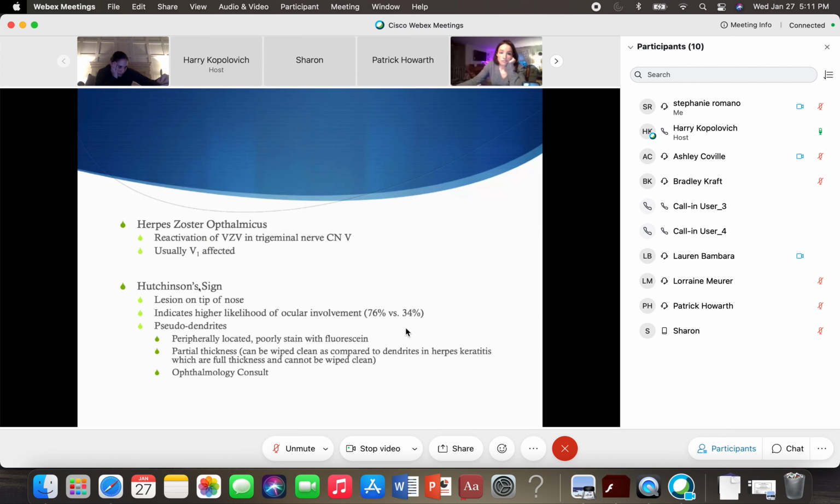I would say, like you were saying, Lauren, if you see that lesion in V1 or even V2, I would have a really, really low threshold for fluorescein staining these individuals. And so what are you going to see if you fluorescein stain these individuals that have potential ocular involvement? You'll see pseudodendrites. What pseudodendrites are, they look like dendrites, but they wipe off. The reality is that you're going to treat it almost essentially equivalent.